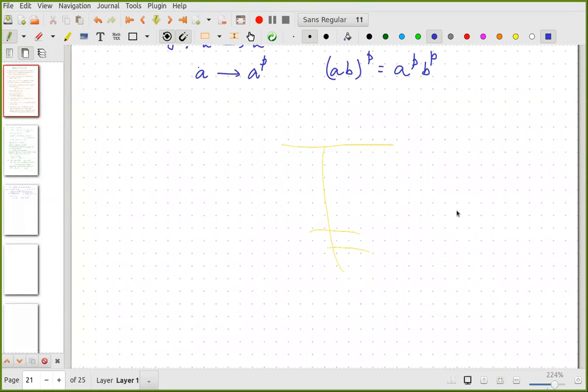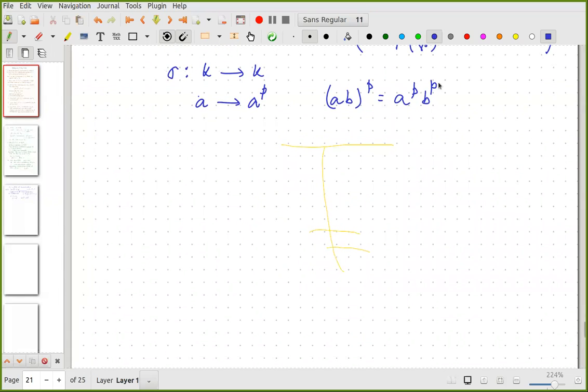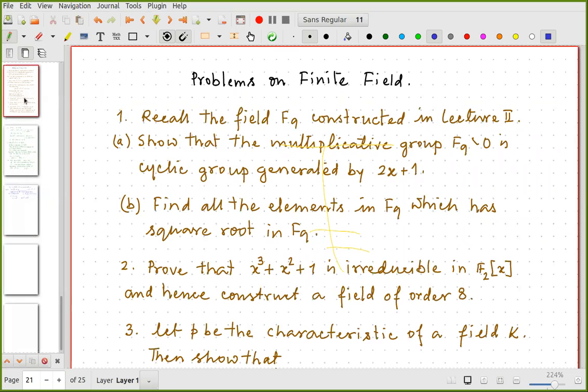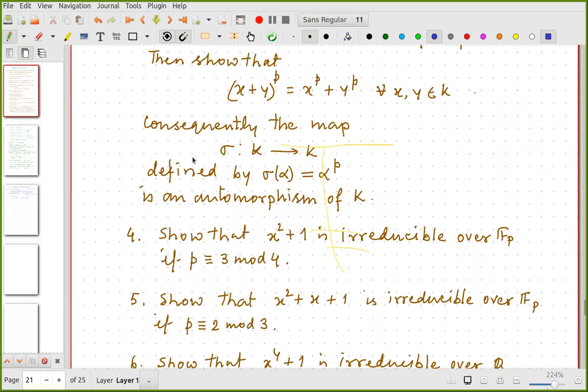I think somebody has written something on this page by mistake. So can you please erase that? I can't erase it because it belongs to somebody else. I just forgot the problem number. So that is problem 4 and 5.